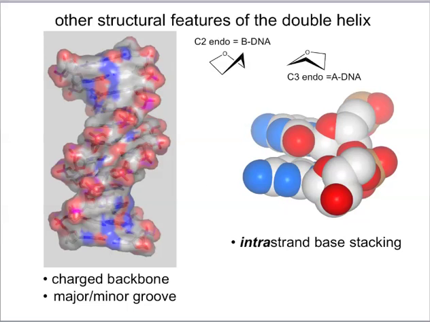Another interesting feature of the double helix, of course, is this intra-strand packing. So here's one nucleotide, and here's one nucleotide away. There are some nice hydrophobic as well as some interesting polar interactions there between bases.